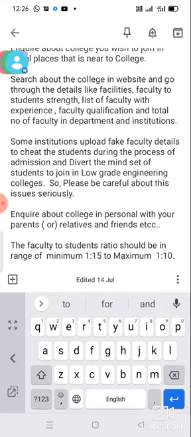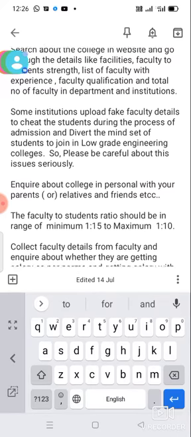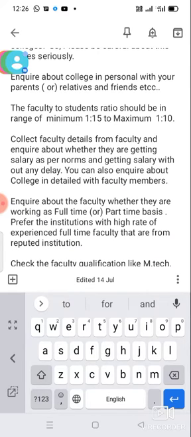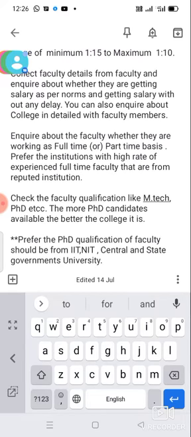So students have to inquire about the college personally, through parents, relatives, friends, etc. Before joining, you should see that the faculty to student ratio is in the range of 1:15 to 1:10 maximum. Sometimes they say their faculty are full time, but in some cases they bring in part time or guest lecturers, and after admission they don't consider those guest and part time faculty. So you need to inquire how many full time faculty there are. Full time faculty should be at a 1:10 ratio, and ask how many guest lecturers are coming, what the faculty strength is, and what the quality of education is.